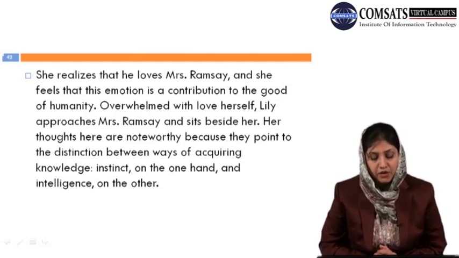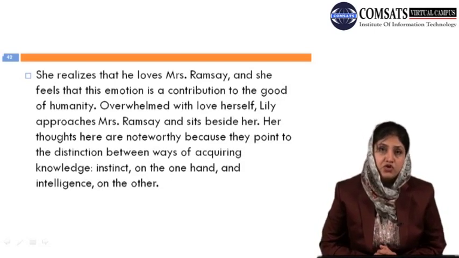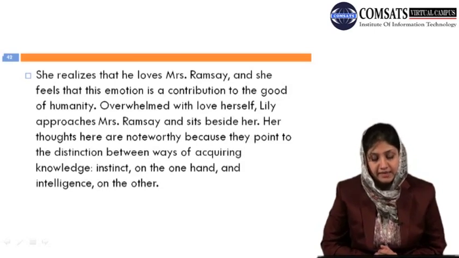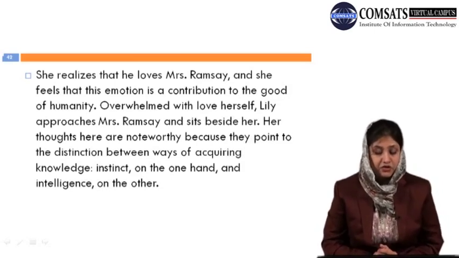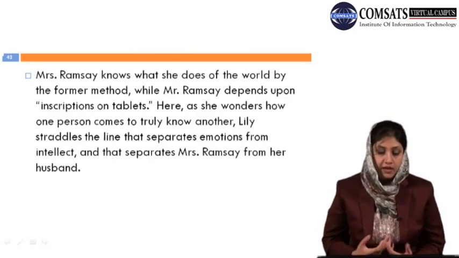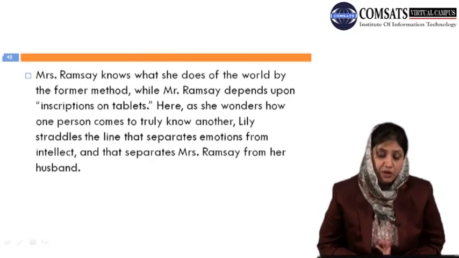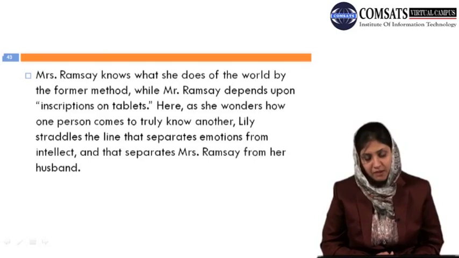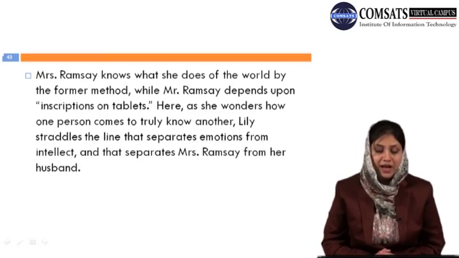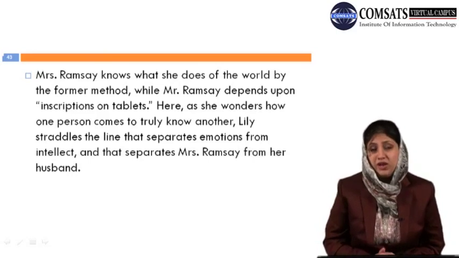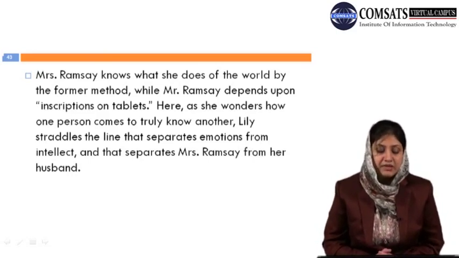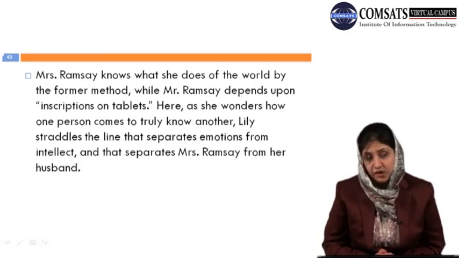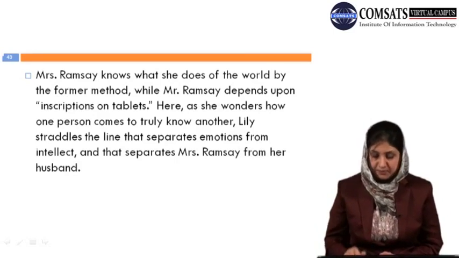Her thoughts here are noteworthy because they point to the distinction between ways of acquiring knowledge. Instinct on the one hand and intelligence on the other. Mrs. Ramsay knows what she does of the world by the former method, while Mr. Ramsay depends upon inscriptions on tablets. Here, as she wonders how one person comes to truly know another, Lily straddles the line that separates emotions from intellect, and that separates Mrs. Ramsay from her husband.